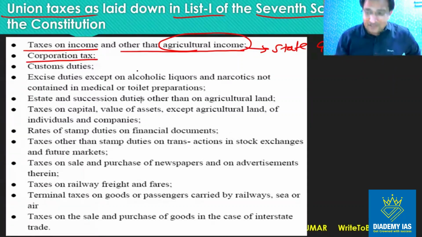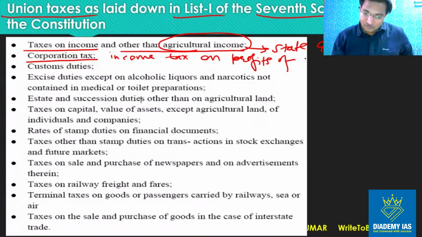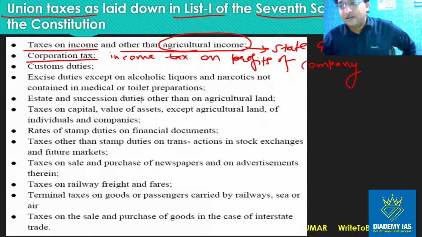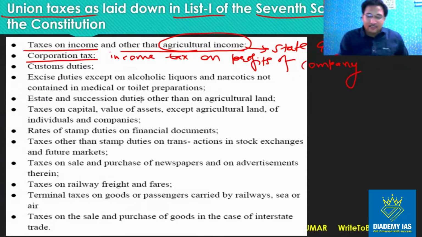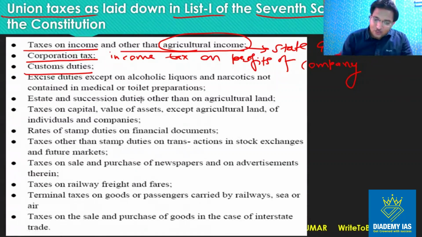Corporation tax. What is the meaning of corporation tax? That is income tax on profits of a company. For example, Reliance company, Tata company. Then custom duty. Custom duty means import duty, export duty. Then excise duty on alcoholic liquors and narcotics, right?